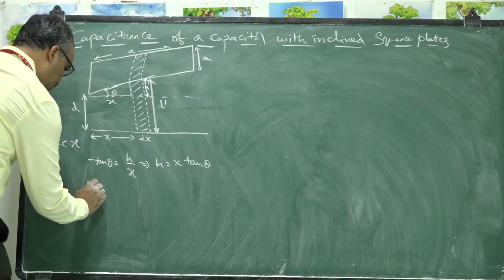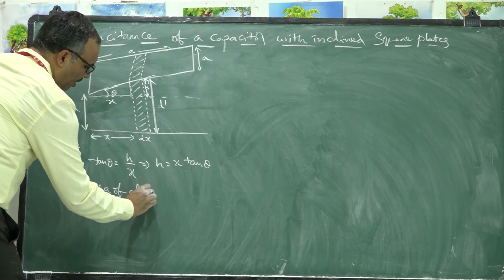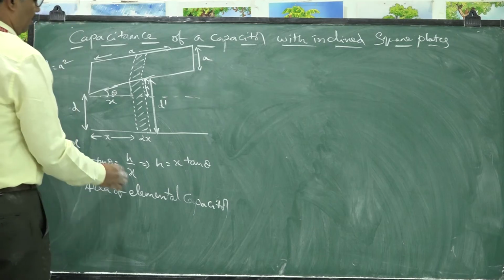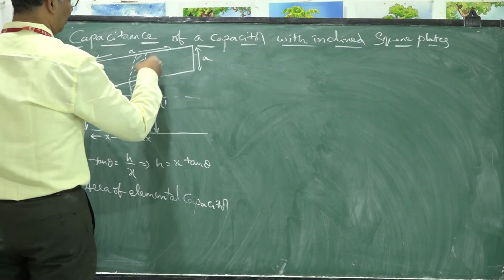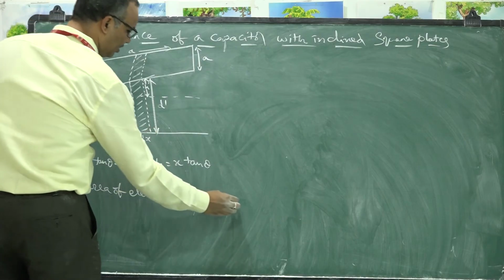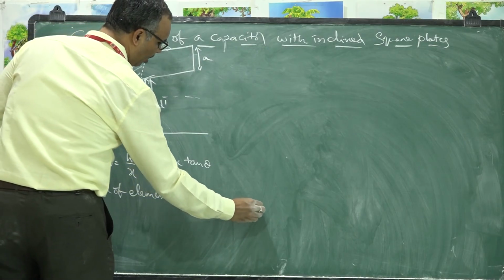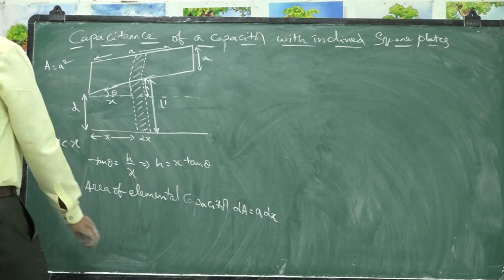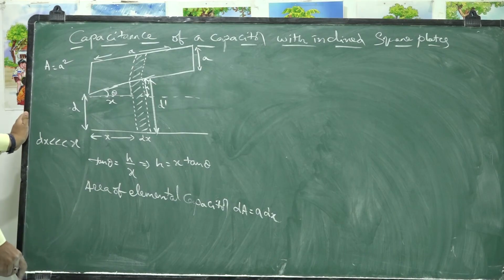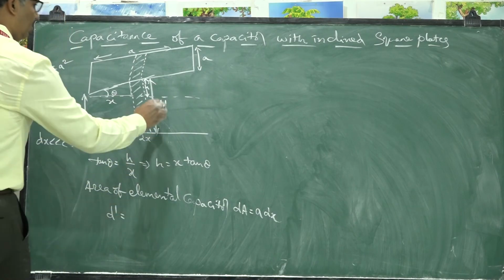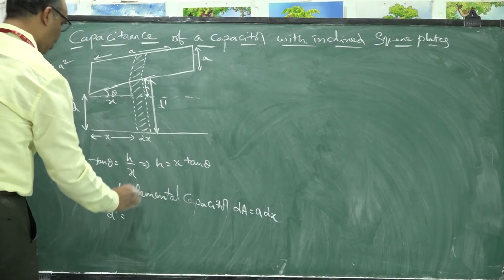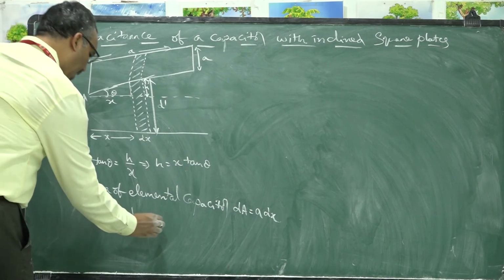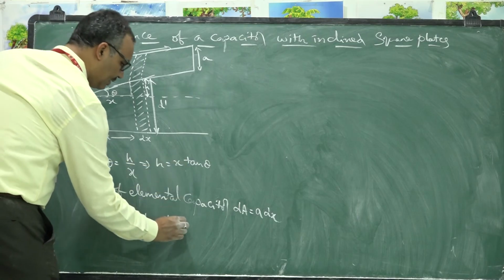Area of the elemental capacitor: its width is a as usual, length is dx. So let me take the area of the elemental capacitor as dA equal to a dx. Now the separation d dash is nothing but d plus h. d dash is equal to d plus h. I already calculated h as x tan theta.